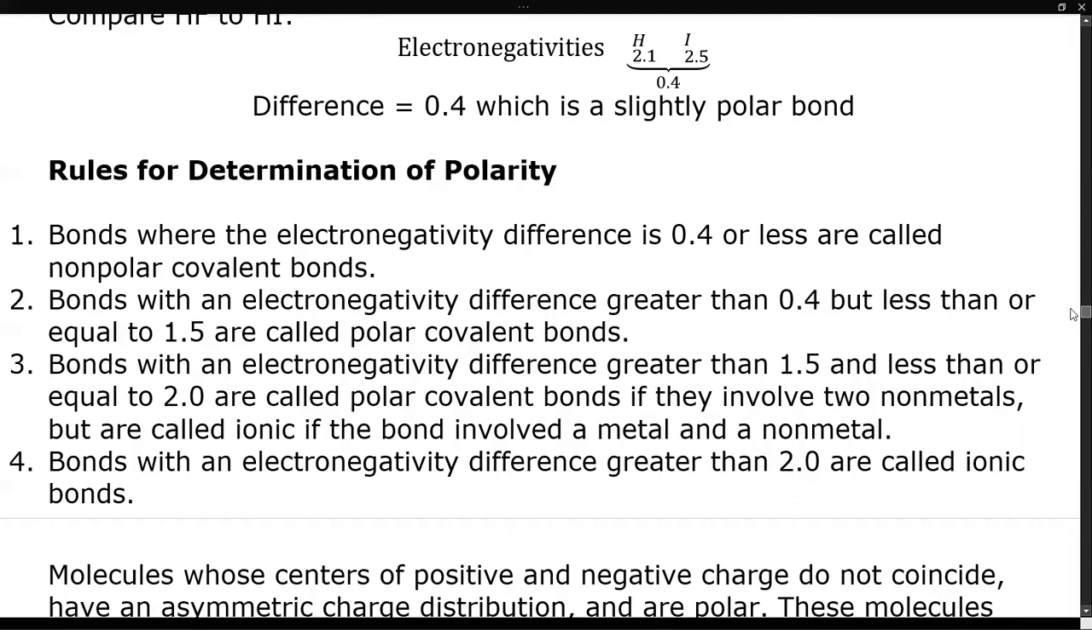If it's greater than 0.4 but less than 1.5, we're generally going to say that bond is polar but covalent. There's a significant amount of polarity now, so the bond is polar. Between 1.5 and 2 is sort of a gray area. Usually if it's two nonmetals, we'll say it's covalent. If it's a metal and a nonmetal, then we say it is ionic. Greater than 2 is generally going to be a metal-nonmetal combination, and that's going to represent an ionic bond.